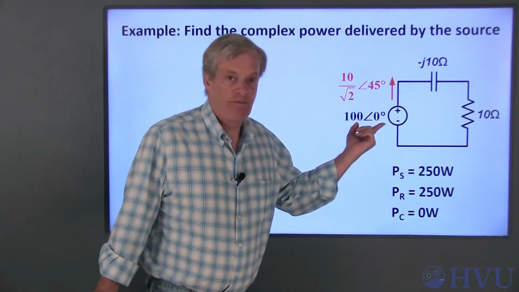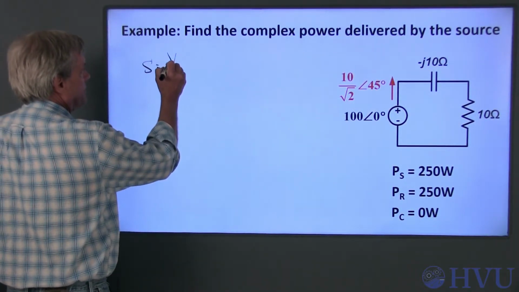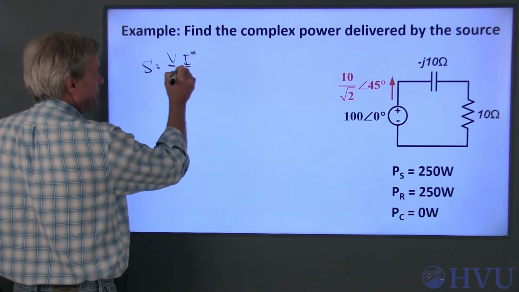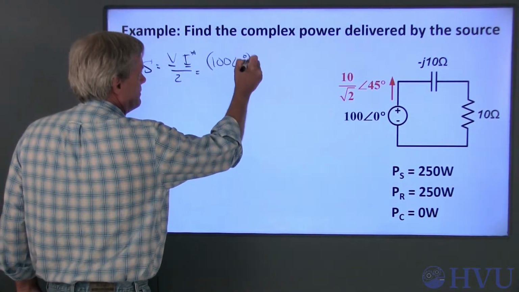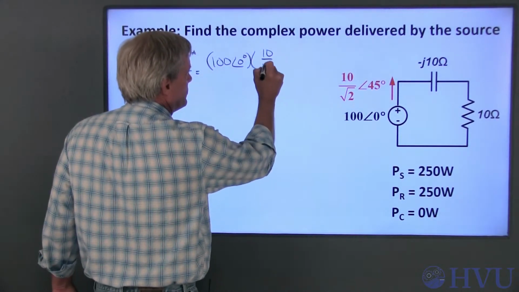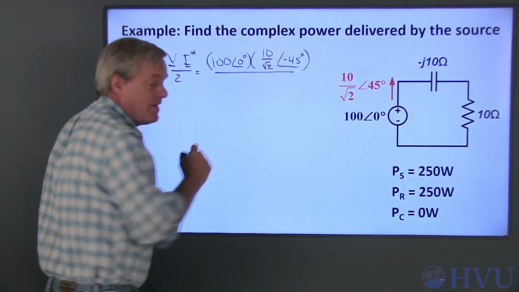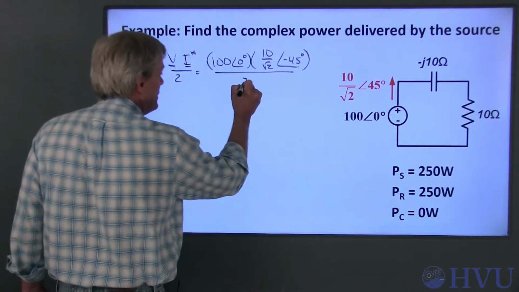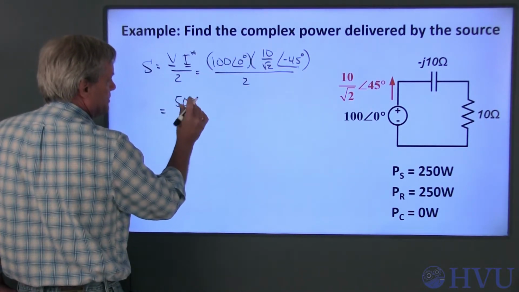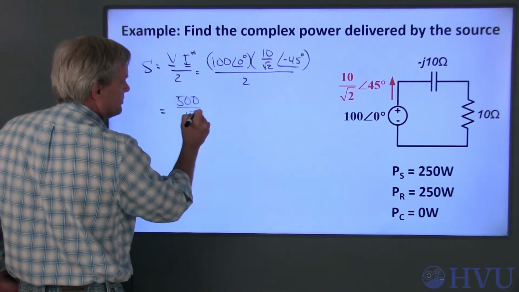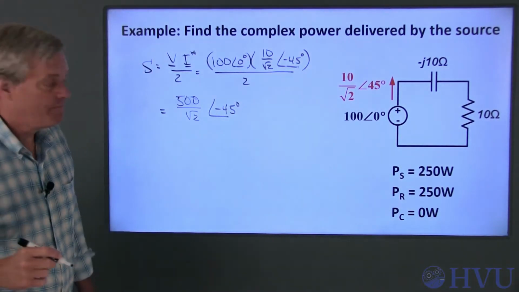Now let's calculate the complex power for the source. Complex power, S, is the product of the voltage times the complex conjugate of the current over 2. The voltage is 100 at an angle of 0 degrees, and the current is 10 over root 2 at an angle of 45 degrees. To get the complex conjugate, I change the sign on the phase angle, so that becomes negative 45 degrees. Divided by 2, so S is 1,000 over 2 over square root of 2, which is 500 over root 2, at an angle of minus 45 degrees, 0 plus negative 45 degrees.